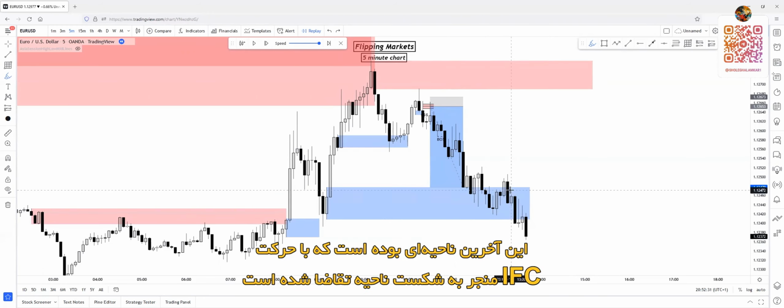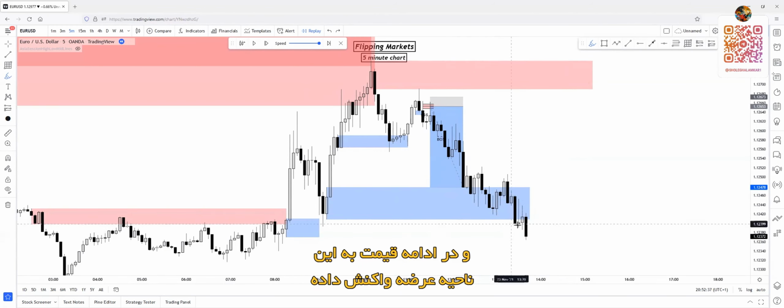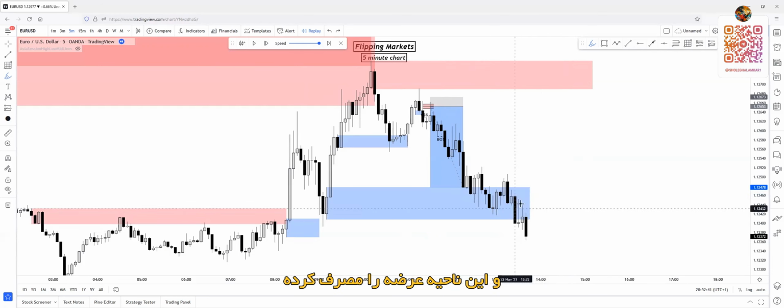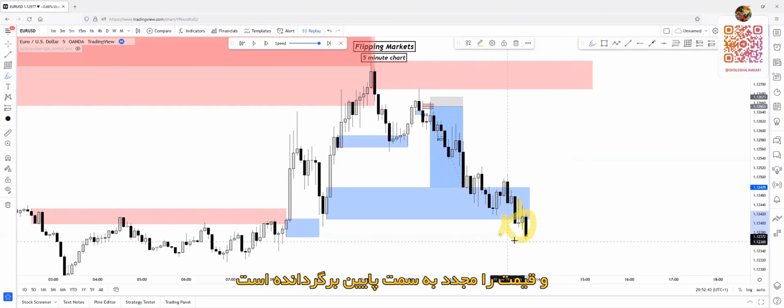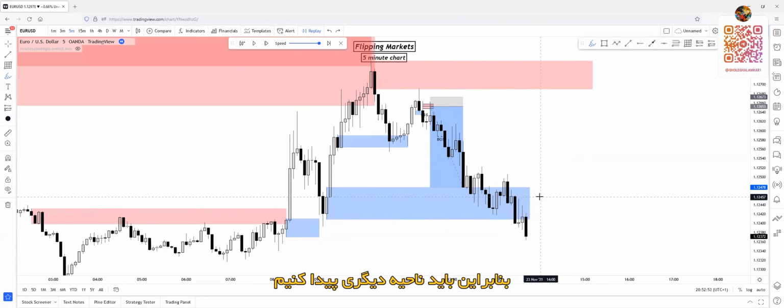As you can see, this was the supply zone that caused the inefficient push to the downside, swept liquidity from this region, and actually the price reacted on this supply zone, mitigated this supply zone already, reacted on it, and reversed the price to the downside again. So the zone that has been created, the last demand zone break, has been already mitigated. So we will have to find another zone.